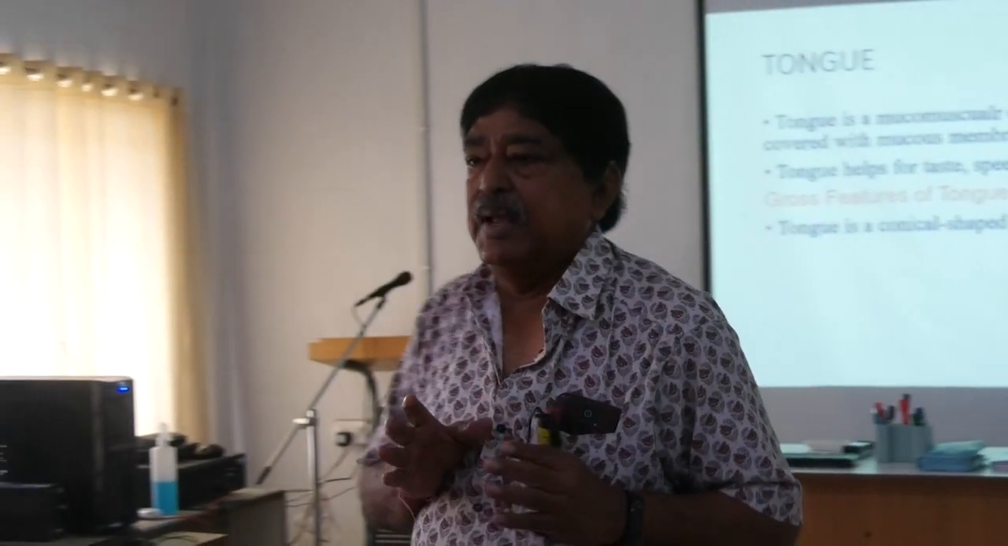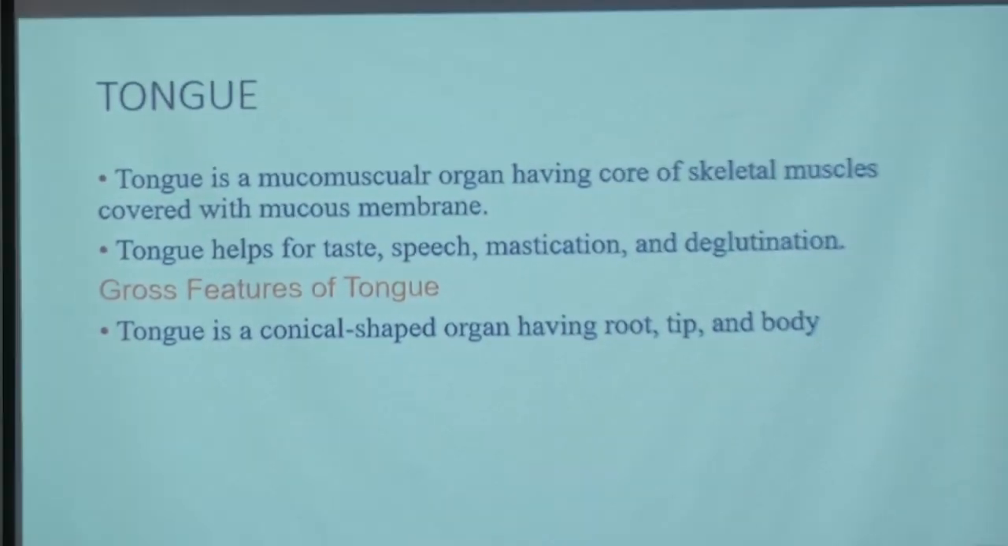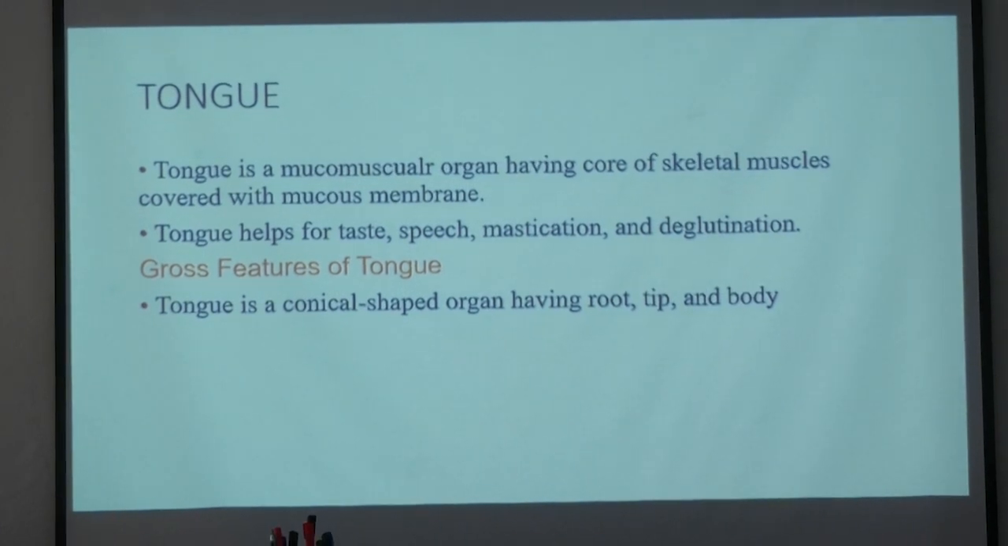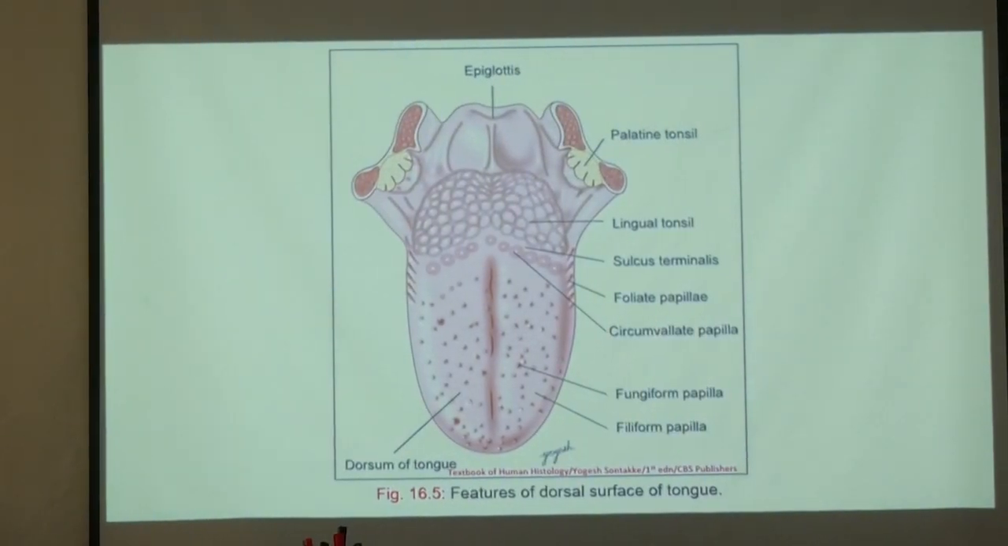You will feel nice. Second thing, tongue is a conical shaped organ having a root, tip, and body. Now, this is the shape you would see in the mirror.